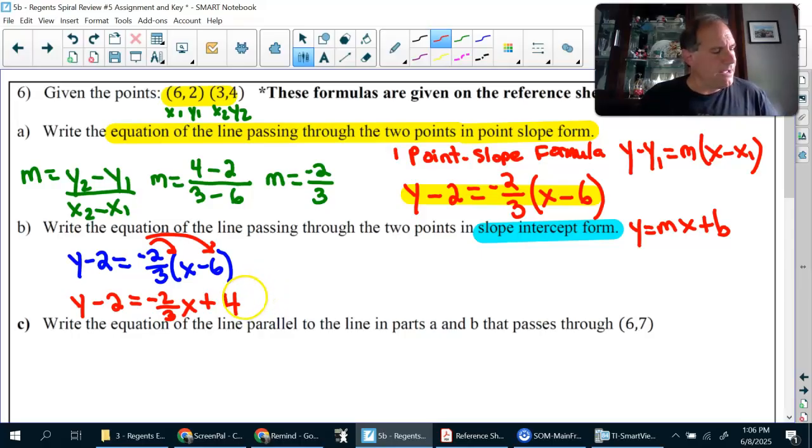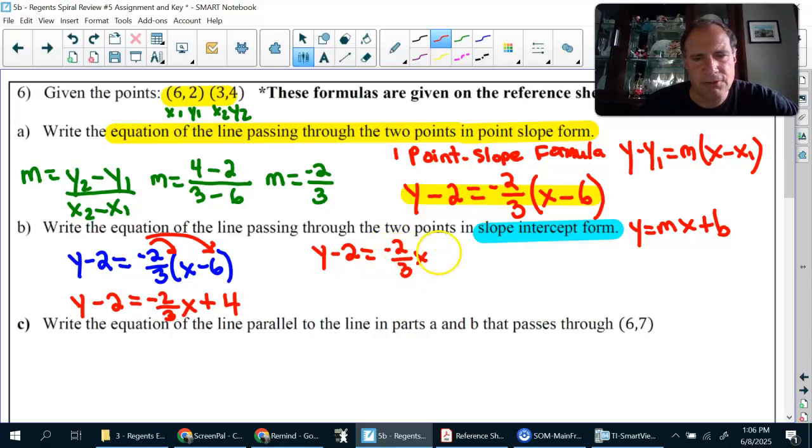So when we have 4 right there, I'm going to rewrite it up here. y minus 2 equals negative 2 over 3 x plus 4. And guess what we have to do to solve for y? We have to add 2 to both sides.